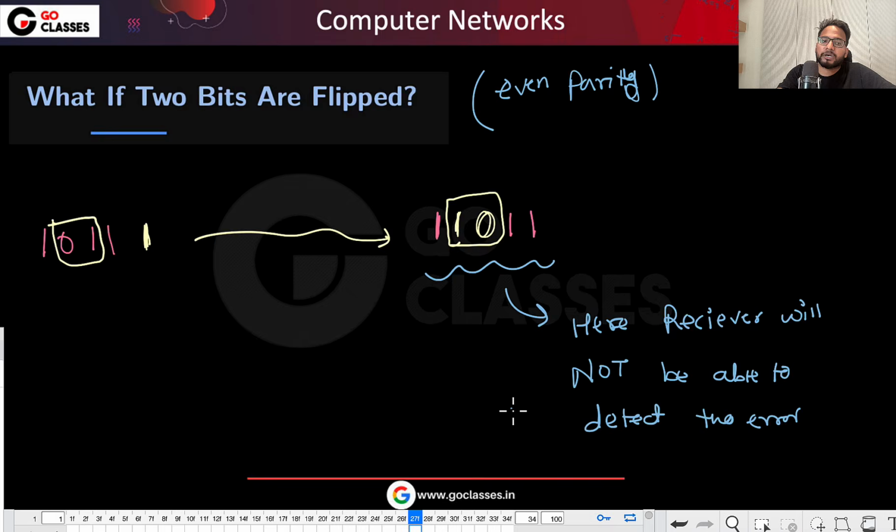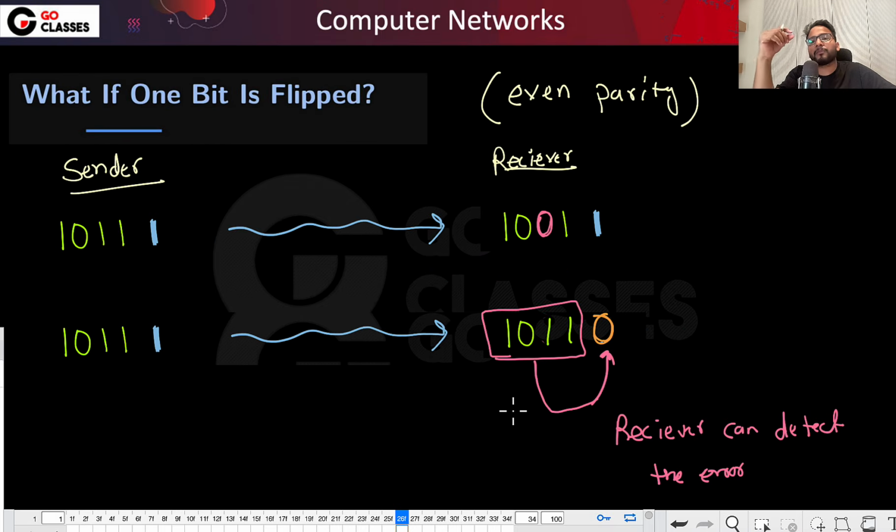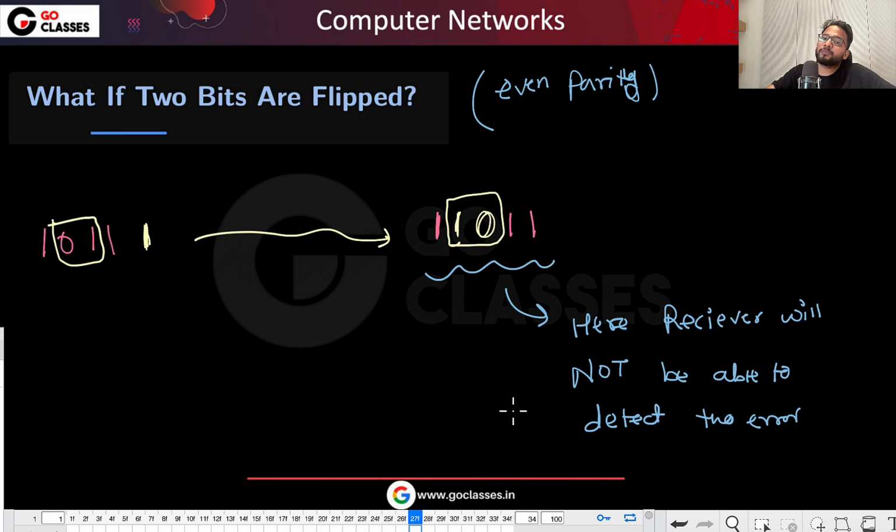Earlier the receiver was able to detect the error. If only one bit gets flipped, let's keep it even, then the number of ones will not be even now. But here again the number of ones is even. Now let's take the other case.